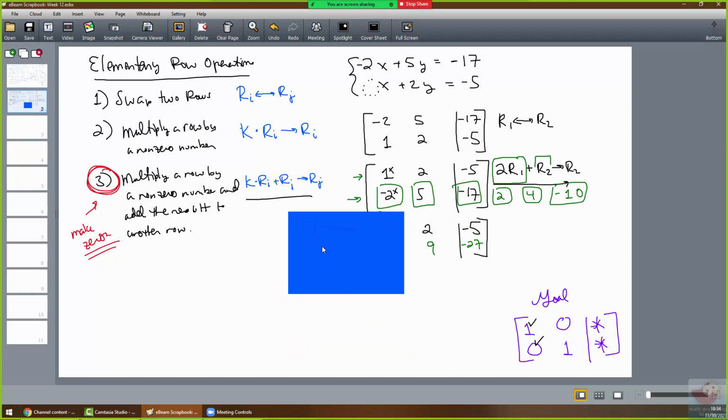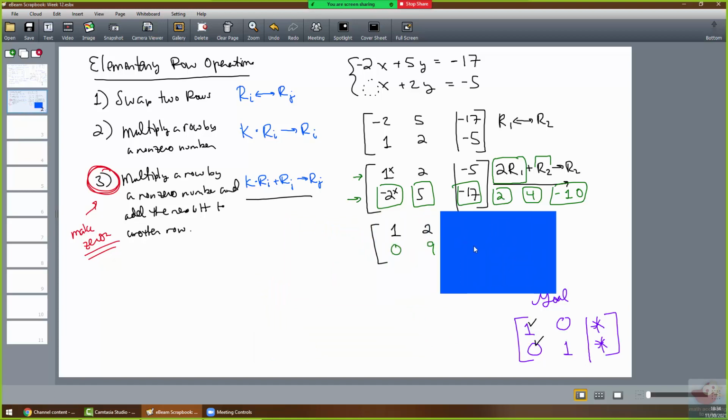So now we ignore everything but the second column. I don't want to make another rectangle. That was way too much work. So we have 2, 9. We need to get the 2, 9 to look like this column, 0, 1 in our goal. Same deal. Make your 1 and then make your 0.